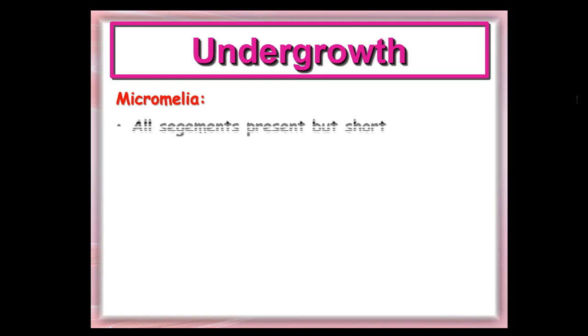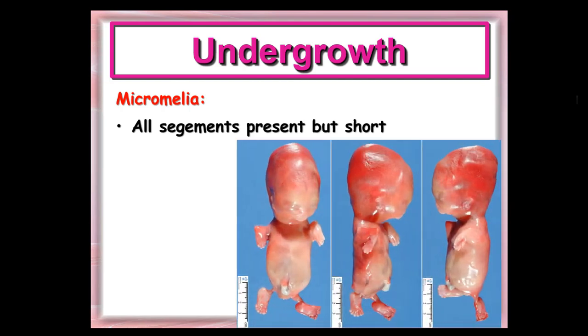Also, anomalies could relate to undergrowth of the limbs or the limb parts, as in case of micromelia. Micro means small and melia means limb. So all segments in the limbs are present, but they are short, like this. In these pictures, the limbs are already formed, but they are abnormally short.